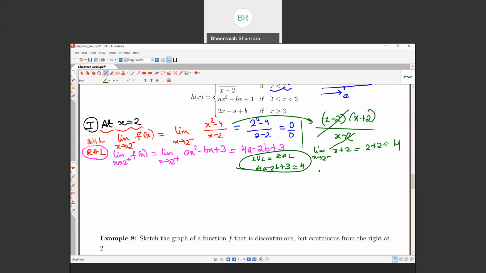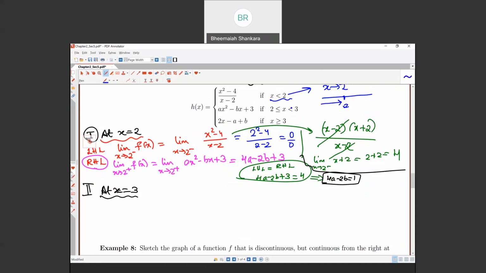So you can also rewrite this as 4a negative 2b equal to 1. So this is one equation we have with two unknowns. We want to find one more equation with two unknowns, and then we solve the system of equations. So step 2, let's write at x equal to 3. So how are we choosing this x equal to 2 and x equal to 3 in each of our steps? That comes from the inequality values here. You're seeing x less than 2, 2, 3 and 3 again.